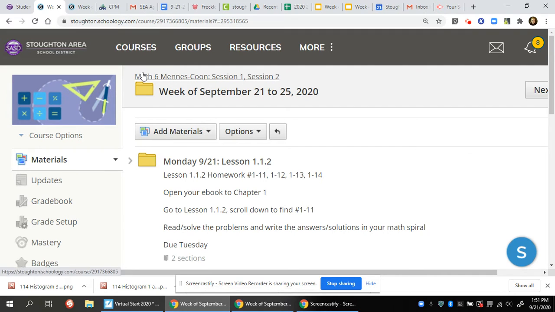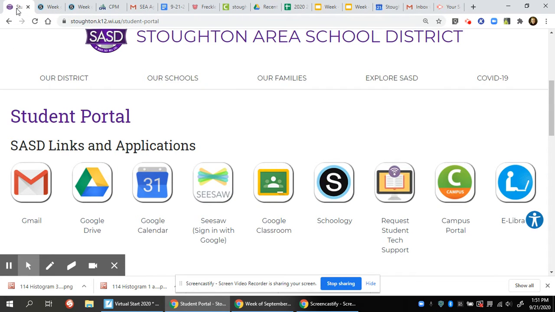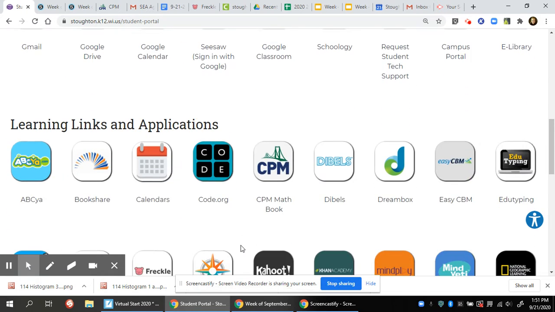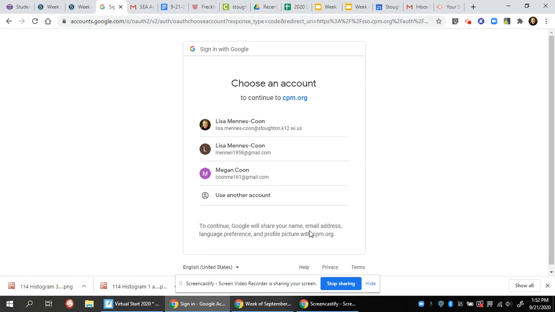So what I'm going to show you next is I'm going to go back to the learning applications in the student portal and remind you that to get to your ebook, you're going to select the icon that has CPM, or Cat Pickle Math. Once I select that icon, it's going to take me to a screen that looks like this. Remember, if this recording is going too fast for you, you can always pause it, or you can rewind as necessary. Once I get to this screen, I'm going to sign in with Google using that button on the very bottom.